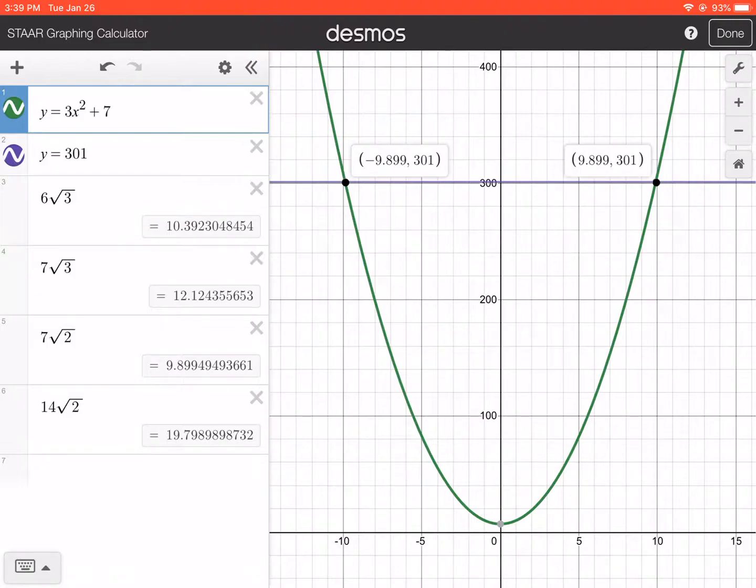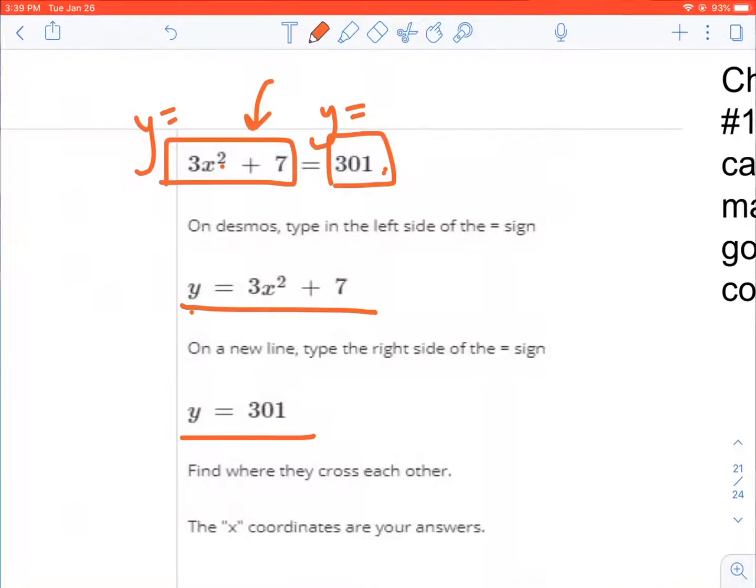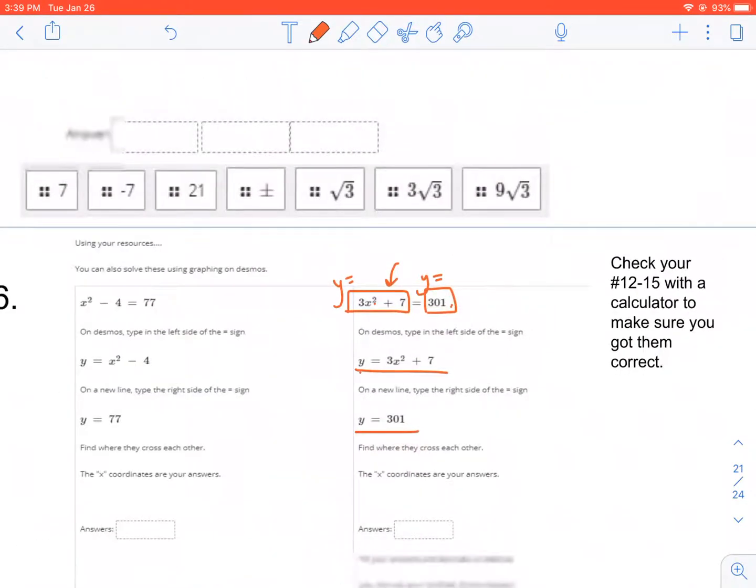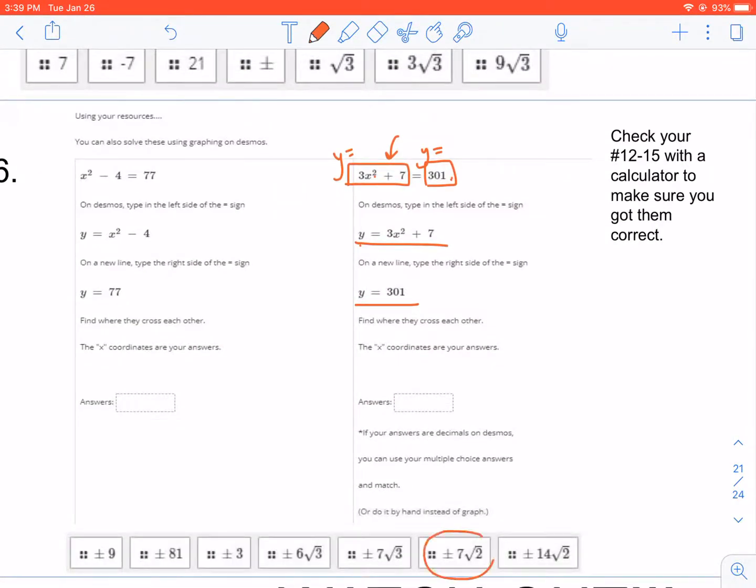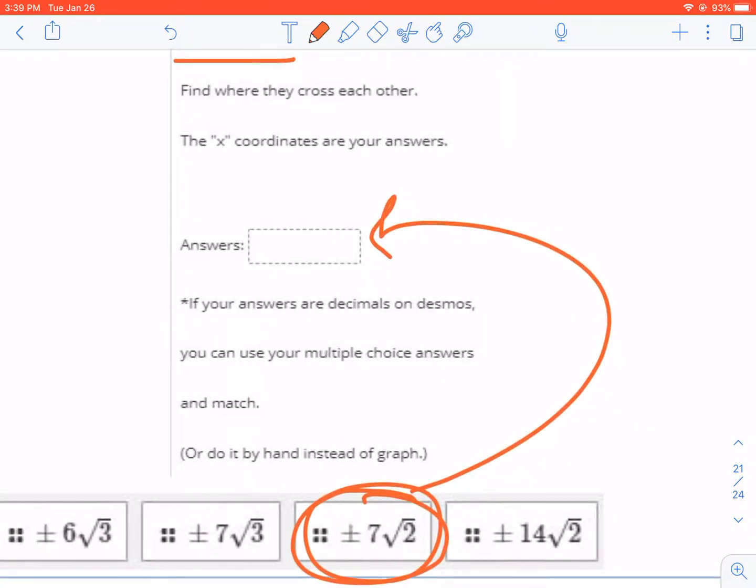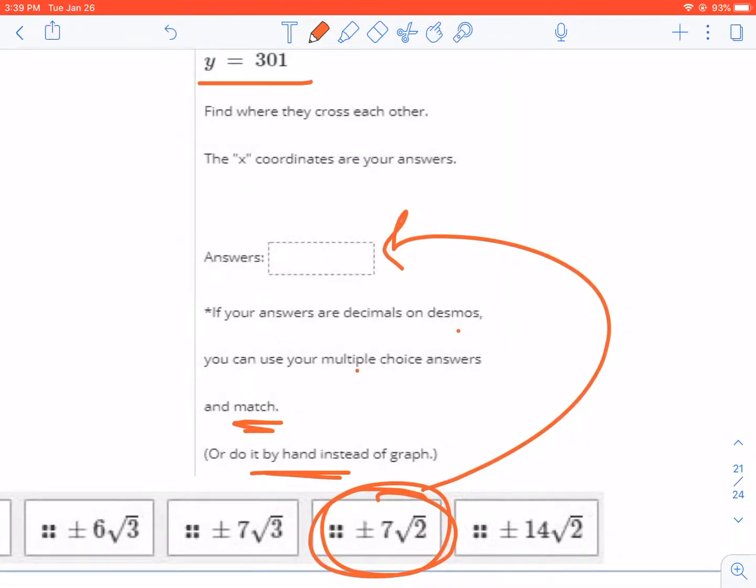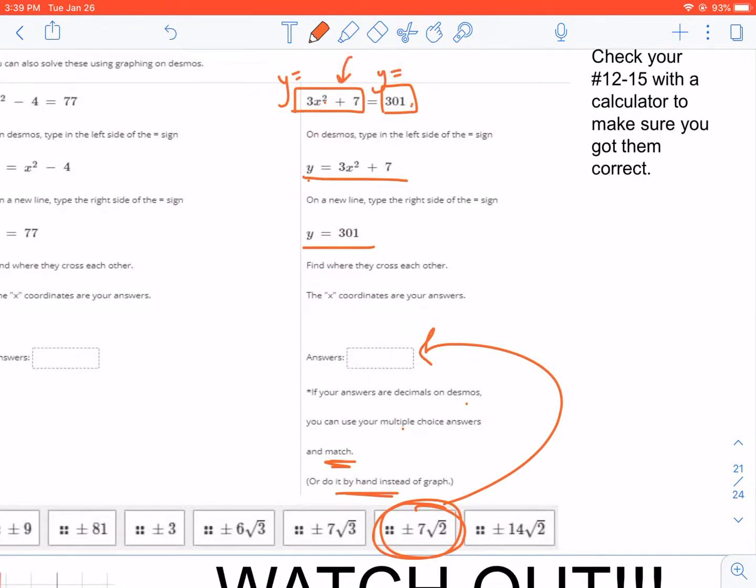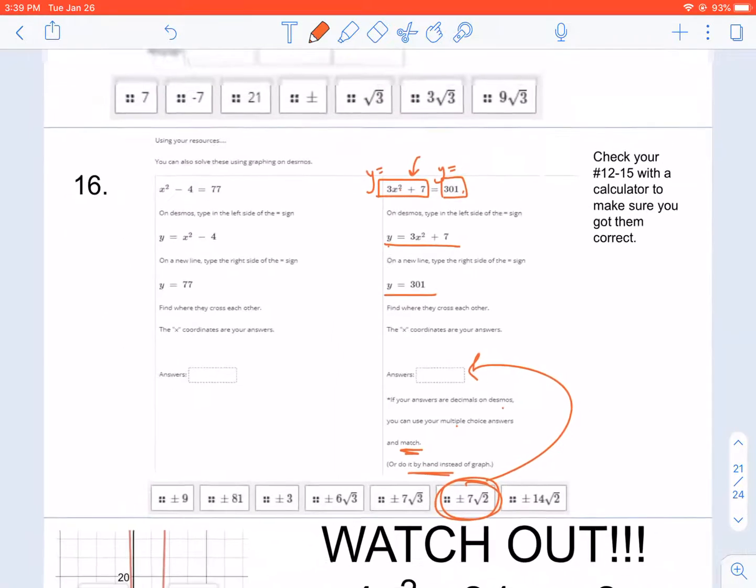We have the positive and the negative version, so we would pick the one that says positive and negative 7 square roots of 2. This is the one you actually see in the answers because that's the positive one. So for this right-hand side, you pick positive negative 7 square roots of 2. And here's our hint. If your answers are decimals on Desmos, you can use your multiple choice and match. That's what we just did. You can also do it by hand, but we would like to use Desmos for this example.